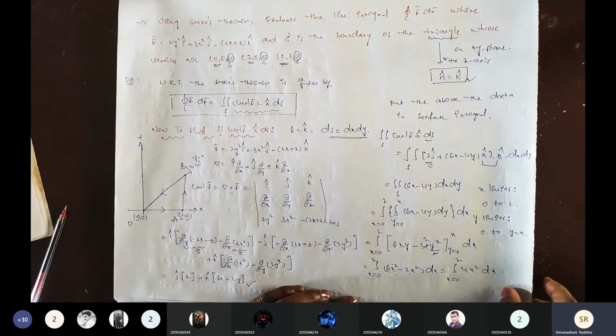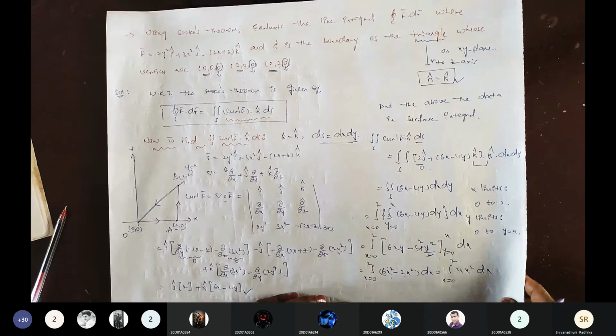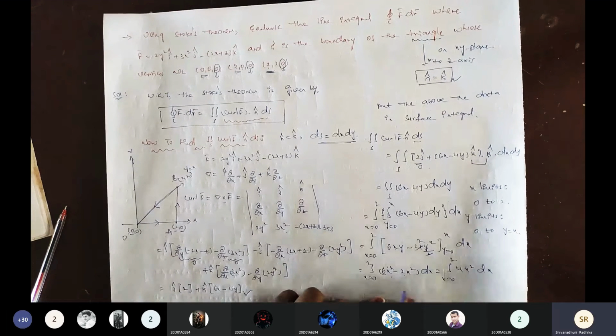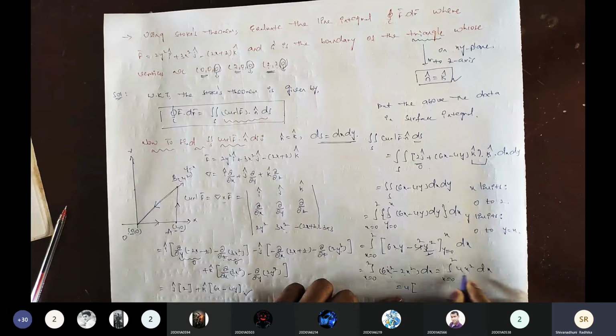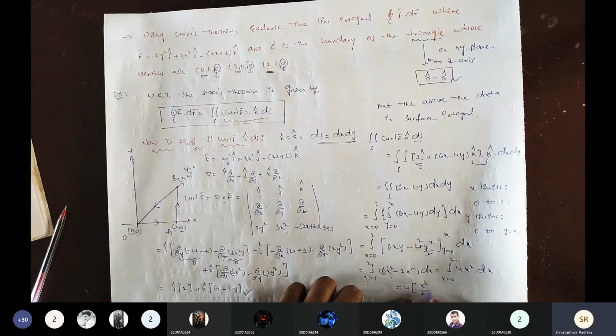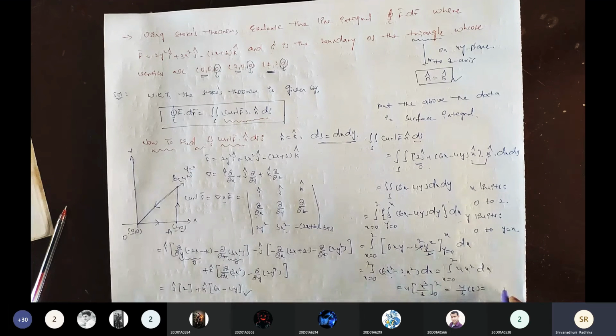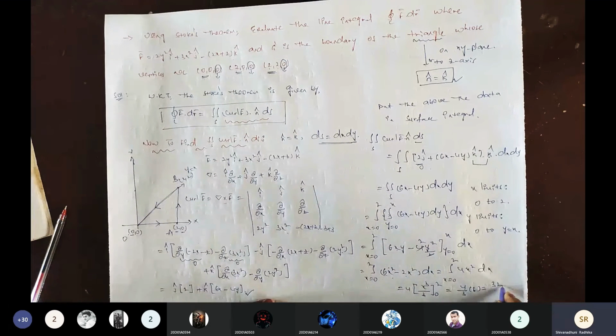Is it visible, ma'am? Right. So 4 is a constant, taken outside. Integration of x square is x cube by 3, with limits 0 to 2. 4 by 3 is a constant. 2 cube is 8. 8 times 4 is 32. 32 by 3 is the answer.